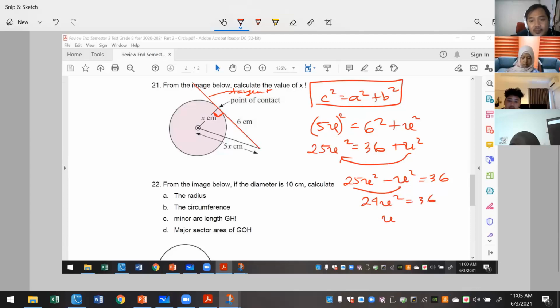Okay, so from this it's going to be easy, right? We'll move the 24 to get 36 over 24, and we can simplify this. 36 and 24, what do you think is the number that we can use to divide both of these?